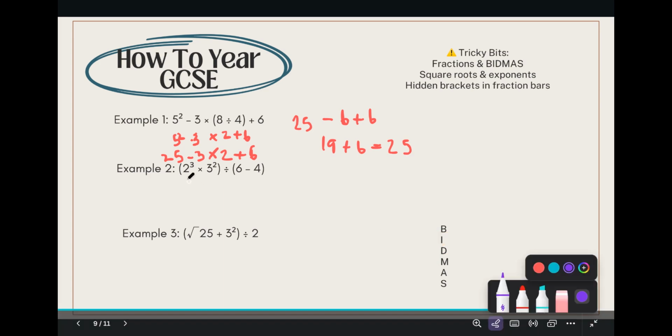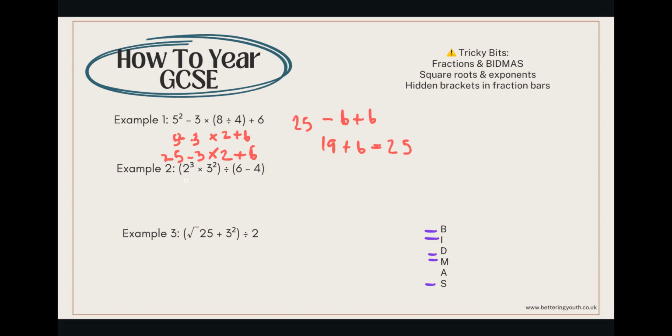We have 2 cubed times 3 squared divided by 6 take away 4. We've got brackets, we've got indices, multiplication, division, and subtraction. Let's go through our brackets, which are in fact our indices. 2 times 2 is 4. 4 times 2 gives us 8. Now we're multiplying. 3 times 3 is 9. We're going to divide now, but remind those were in brackets, so don't get rid of them. 6 take away 4, this is also a bracket, so that can give us 2.